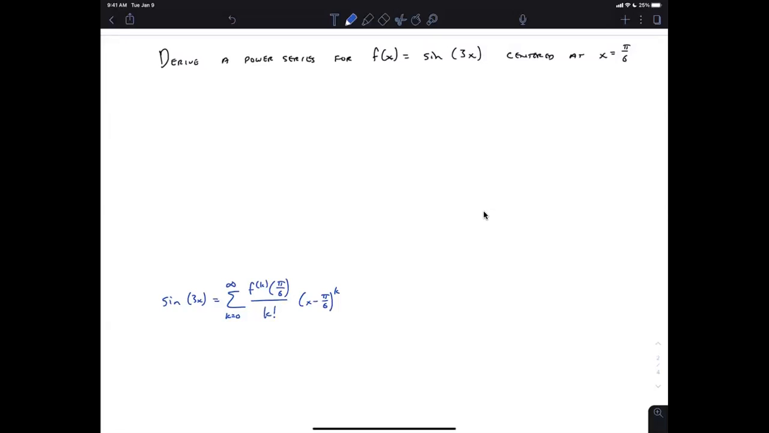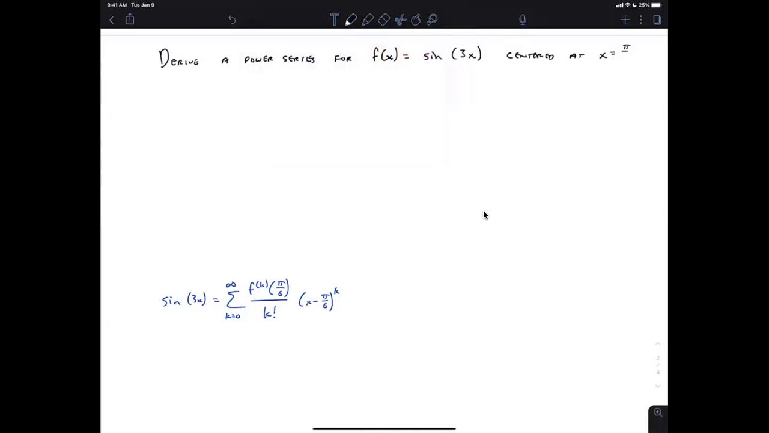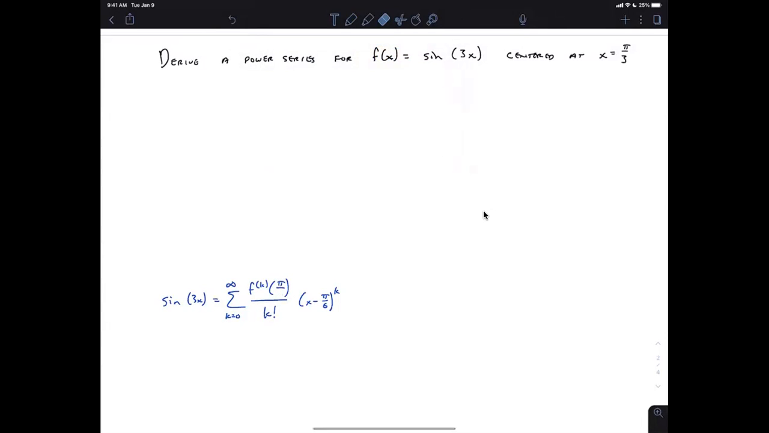I may change my mind on what I want to do. Yeah, I'm sorry, I want to center this somewhere else. We're going to center this at pi over 3. I want it to work a little differently than the other one did, and it's going to be real simple otherwise. So down here, this is going to be pi over 3, and this is going to be pi over 3. Other than that, no change. All right, so we're going to center it at pi over 3.